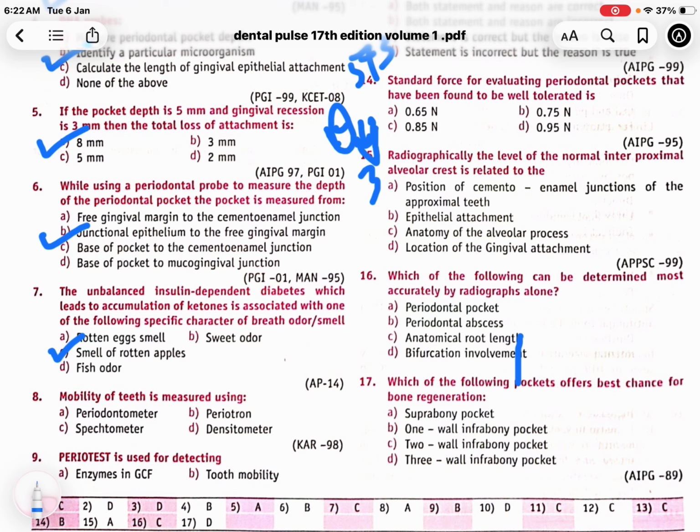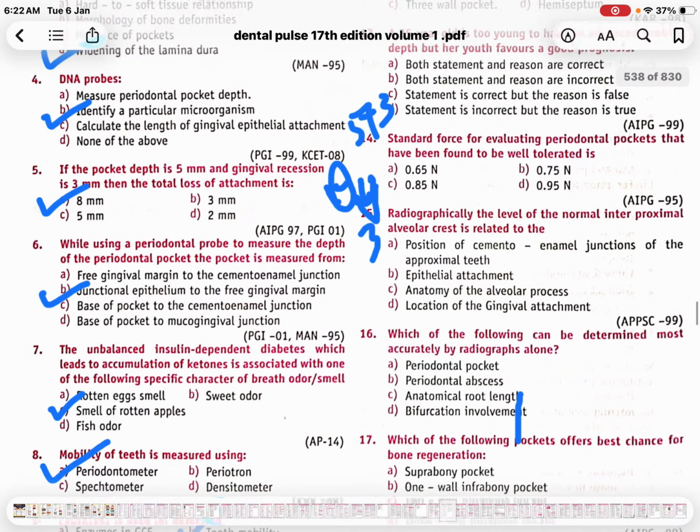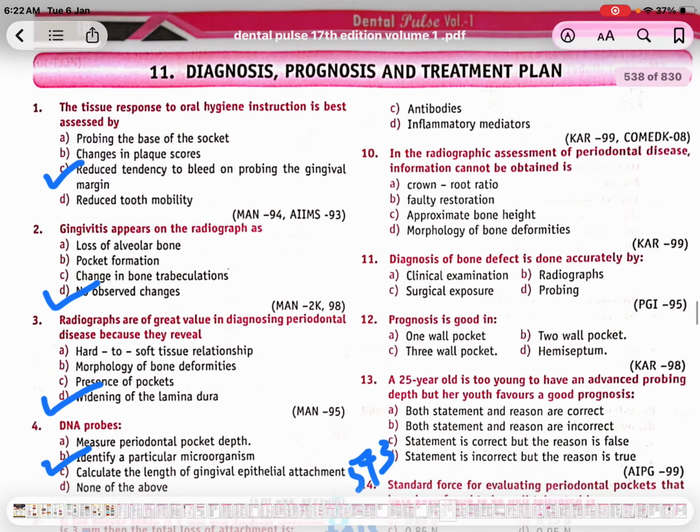Okay. So next question, mobility of the tooth is measured by, the mobility we will measure with periodontometer, and I told you this in perio synopsis also. Mobility of the tooth is measured using periodontometer. Next, Periotest. Periotest is used for detecting tooth mobility, this one also I told you in perio synopsis, if they ask which test.